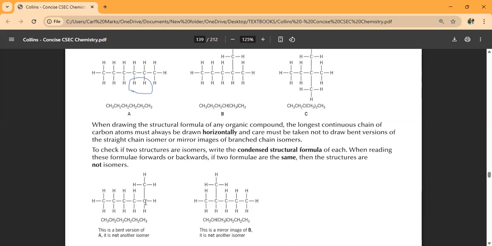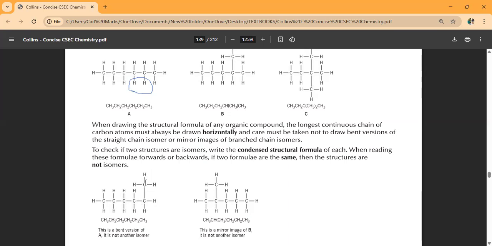At the end there, is it a branch? Actually, it's not. This is not an isomer. All they did for A here is to turn this end carbon facing upwards. So this is not another isomer. And the second one, how do you know when it's not an isomer?